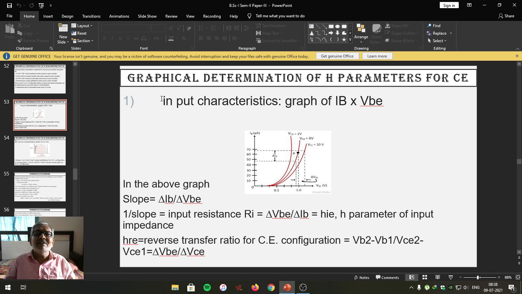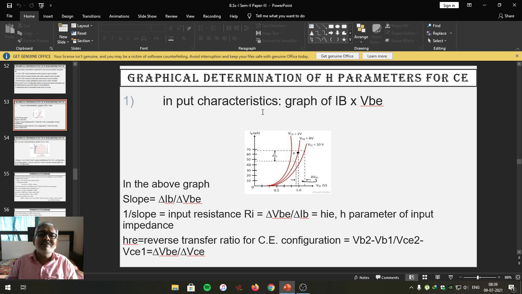So these are the graphical representation of the input characteristics, which is the graph of IB versus VBE, common emitter. In common emitter, input is applied to the base and output is taken across collector. Naturally, by using the circuit diagram which we have studied, you can plot the IV characteristics. I will not go into details of this because we have already studied how to plot the input IV characteristics in BJT as a common emitter configuration. Same characteristics we are considering here.